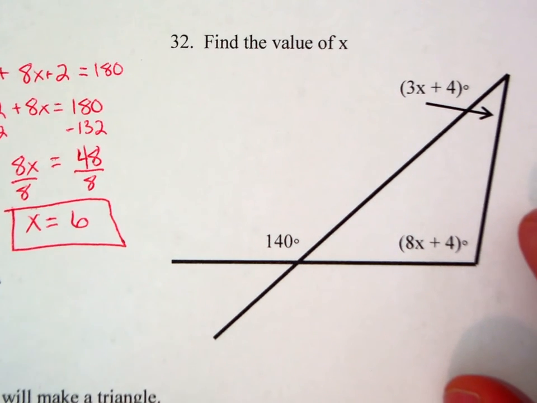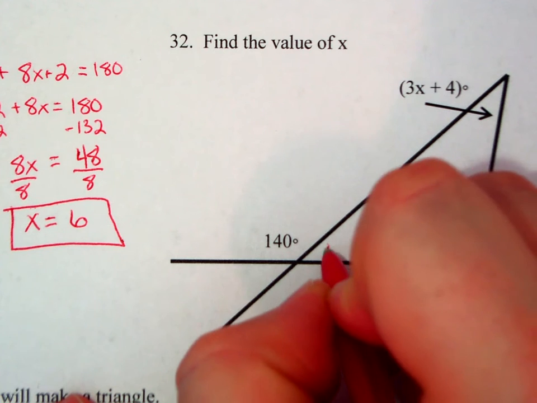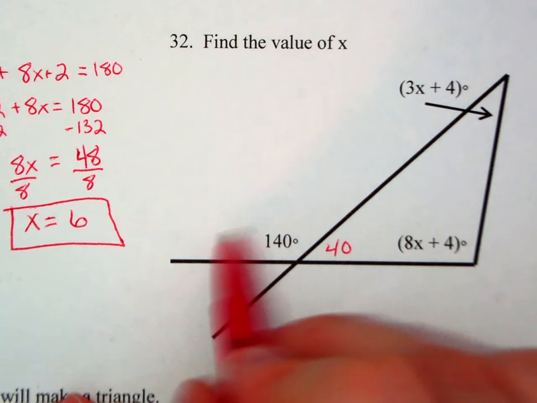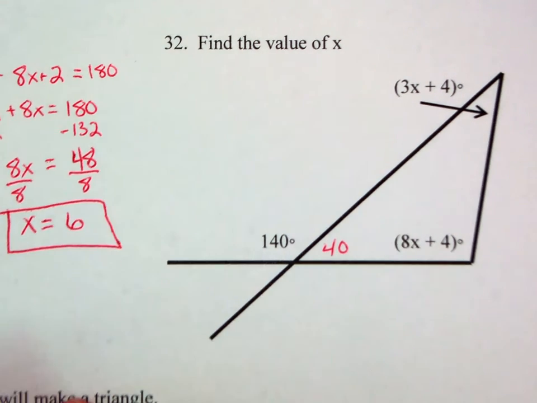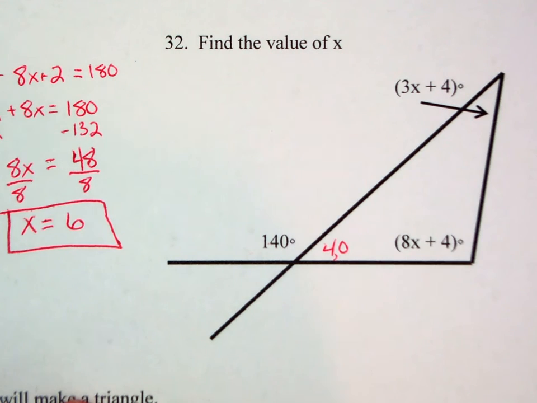Number 32, find the value of x. I have a couple of different options for this one. I'm going to choose the one that looks easiest for me, since I know I have supplementary angles right here. I'll have one angle that is 40 degrees, because 140 and 40 is 180. And again, my three interior angles will add up to 180.